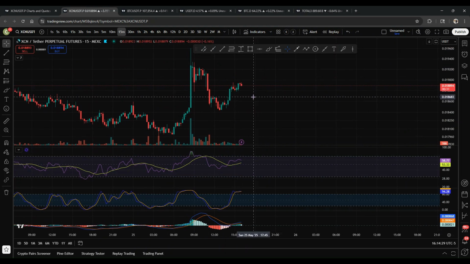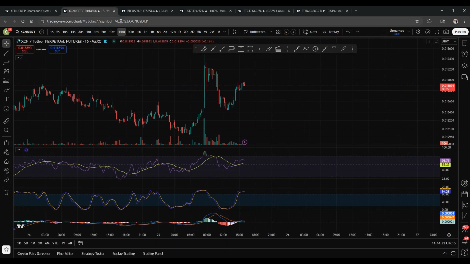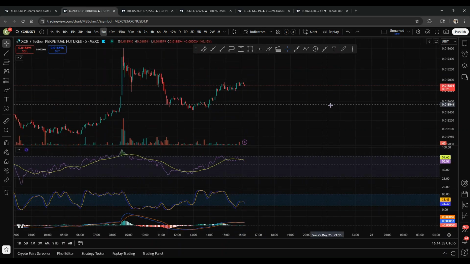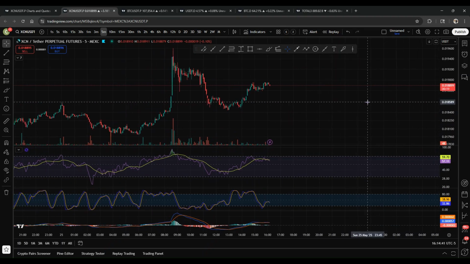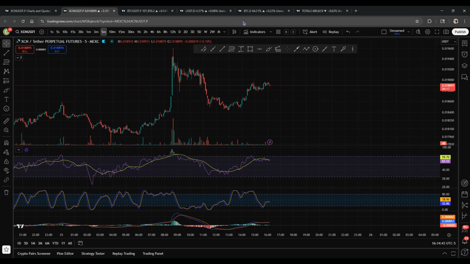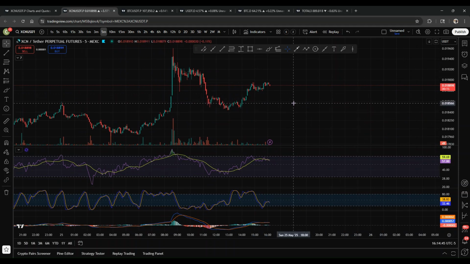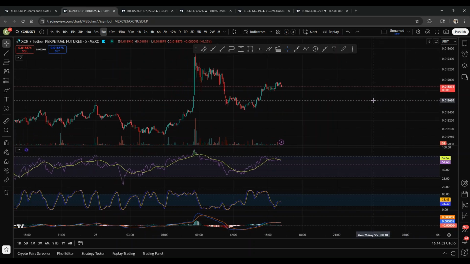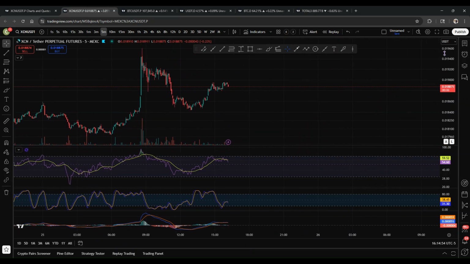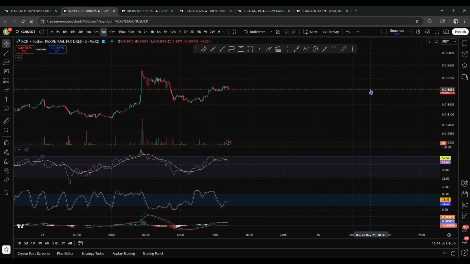We can see these levels around this region, but wait for your entries. Try to look on the lower time frames how it's playing out. But yes, XCN looks good and is showing strength overall right now. So whatever coins are showing strength against BTC when BTC is correcting, keep an eye on it. And XCN is one of those coins. I've been monitoring it and it has been performing quite well.